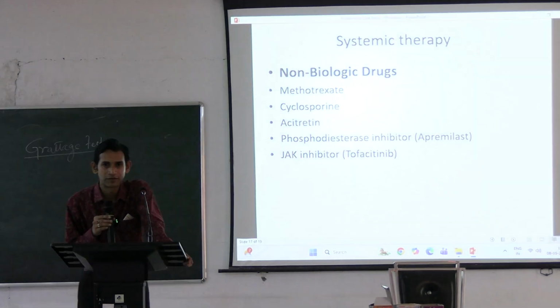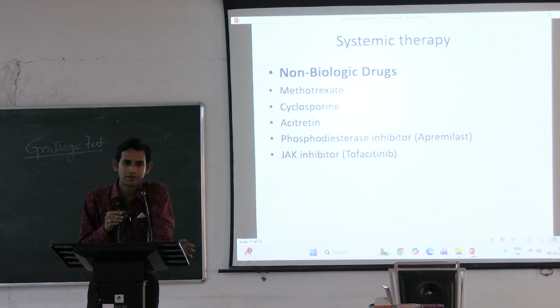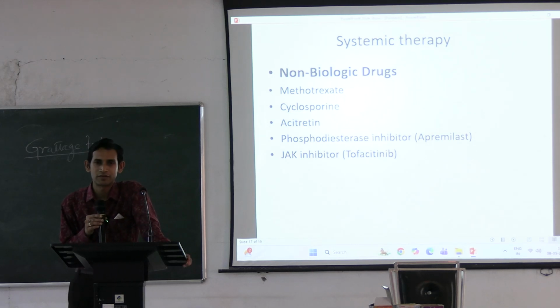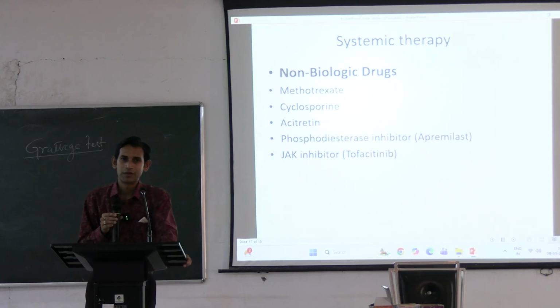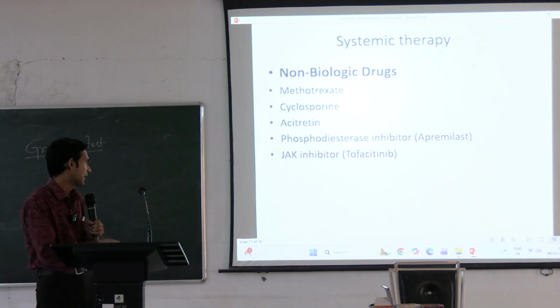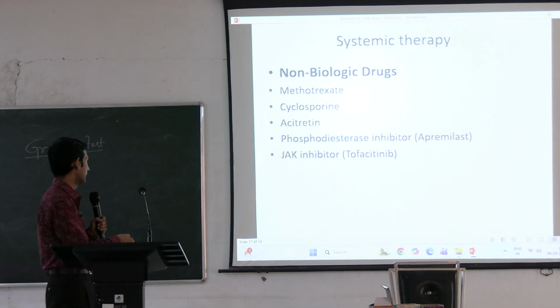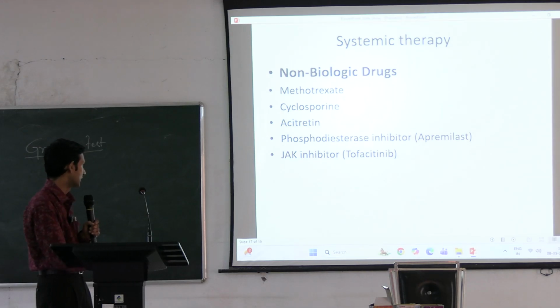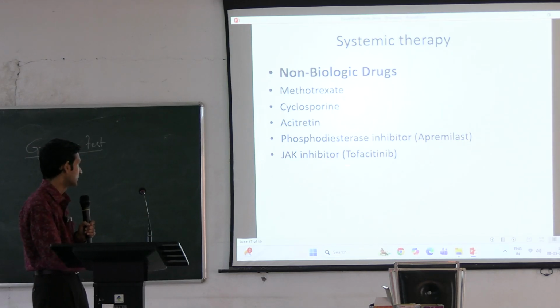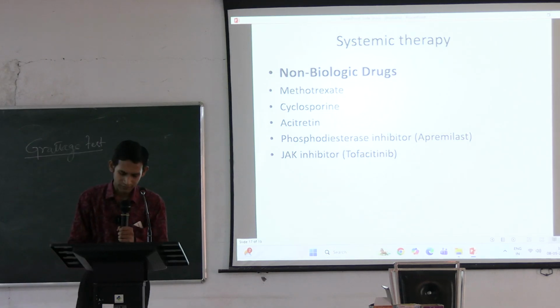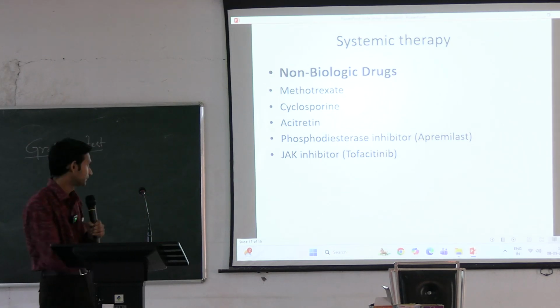In the long term, it is also an immunosuppressive drug, so there is a high chance of development of tuberculosis, pneumonia and herpes zoster. So, you just have to remember the names: the non-biologics, that is methotrexate, cyclosporine, systemic retinoid acetretin, phosphodiesterase 4 inhibitor apremilast, and Janus activated kinase inhibitor tofacitinib. These are used for the treatment of psoriasis, that is systemic medication.